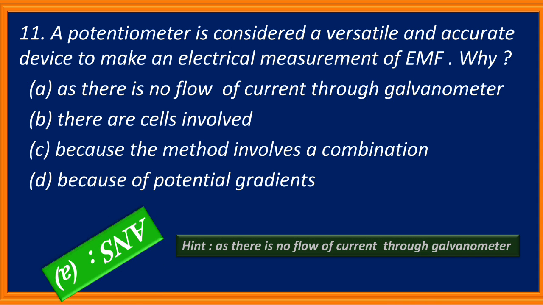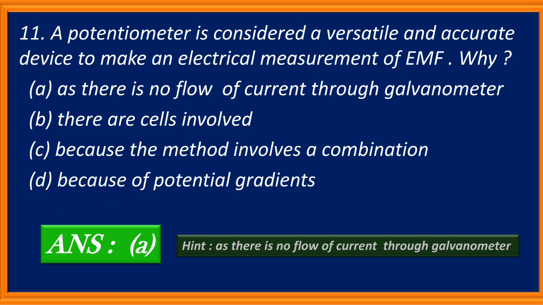Question 11. A potentiometer is considered a versatile and accurate device to make an electrical measurement of EMF. Why? Option A, as there is no flow of current through galvanometer. Option B, there are cells involved. Option C, because the method involves a combination. Option D, because of potential gradients. Here the correct answer is A, as there is no flow of current through galvanometer.